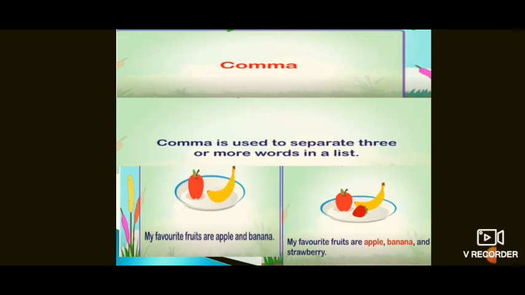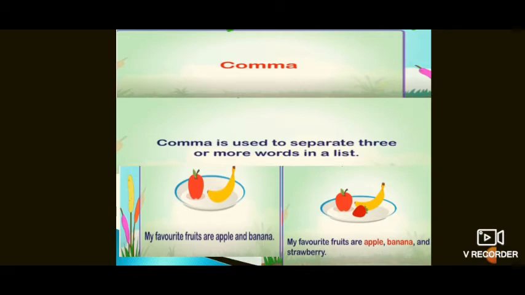Okay, so there are only two fruits. What we have used to connect both the fruits, apple and banana. Now in the second picture, one more fruit got added. Strawberry got added on that plate. One more fruit got added.